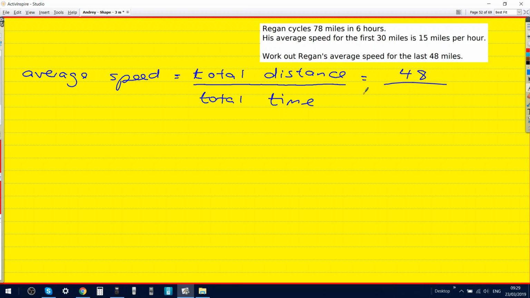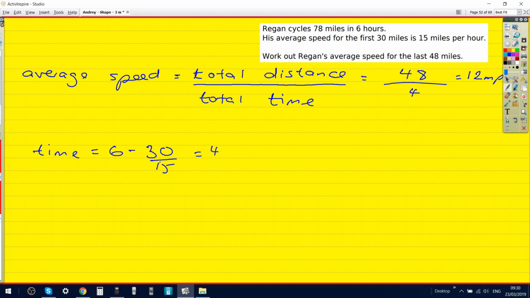So you do 30 divided by 15, which is 2, and then you do 6 minus 2. And so that's 4. And so what do you get? 12. That's it. So 12 miles per hour. So you have to figure out one part of it to get the other part. Any questions about that? No. Okay, so you can't do it all in one go.